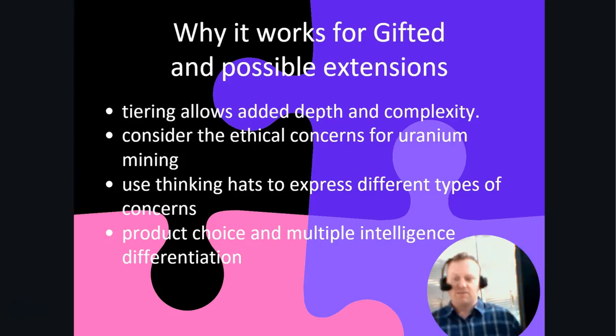In addition to that, you might want to mix it up by using the thinking hats to express different types of concerns: an emotional concern, a logical negative, a logical positive. When you look at all that, what does that tell you? What do you believe and why? In addition to that, students may choose a different product completely from an essay, maybe recording a video or using multiple intelligences to choose a product that's better suited to their preferential learning. In either case, you'll still have students who are learning deeply, learning richly, and enjoying the lesson.